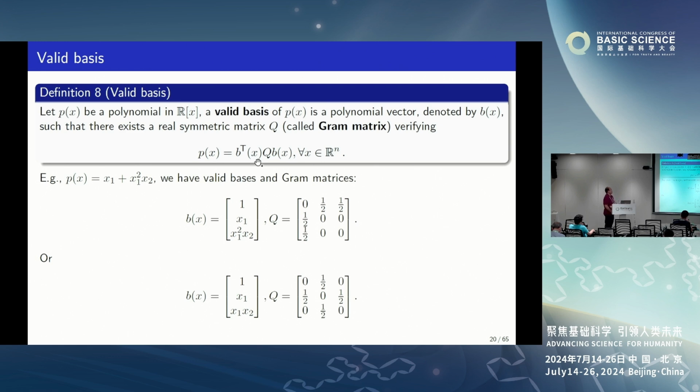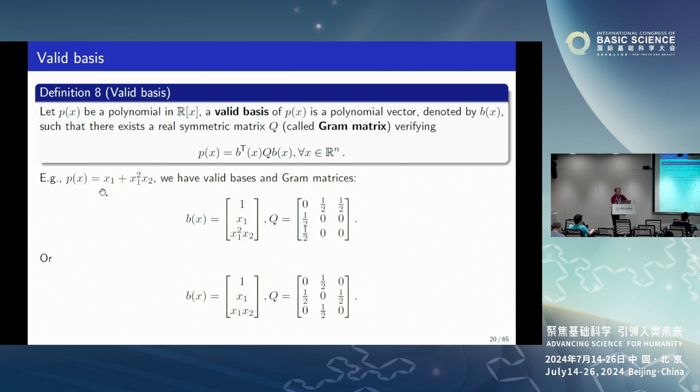Okay, so if for some b we can find some Q such that we get this equivalence, then this b is called a valid basis. That's why we make it valid. Okay, it's a basis and it's valid.